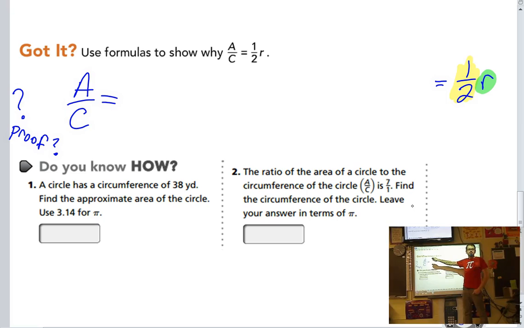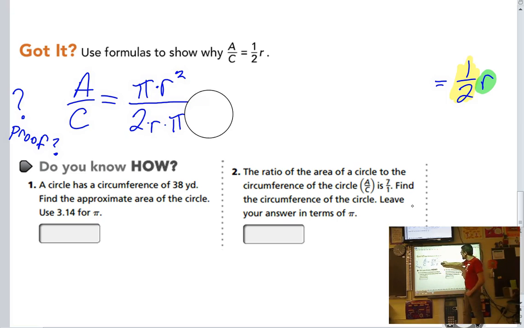The original formula for area that we had is pi r squared. The only variable I'm using here is radius. Do I have a formula for circumference that uses radius? Yeah, 2 times the radius times pi. Now, we got to simplify this out a little bit. What does it mean when I have radius squared?